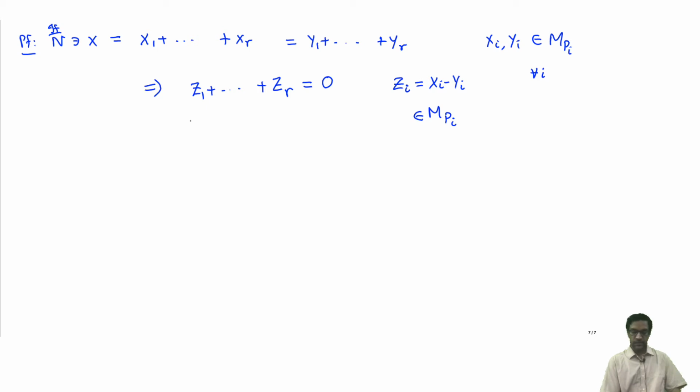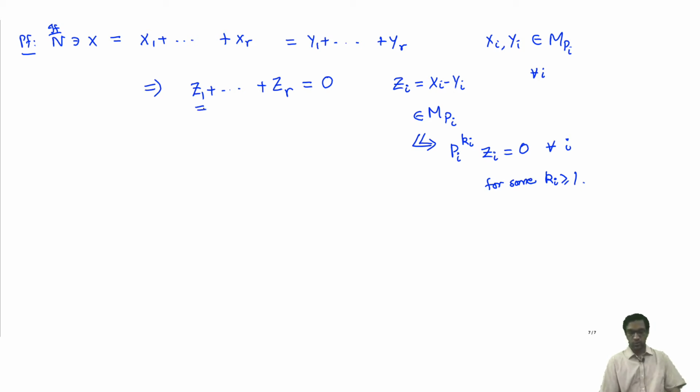So observe that the zi's all belong to the appropriate MPIs, which means that some power of pi, let me call that power ki, pi power ki kills zi, for some numbers ki greater than or equal to 1. Okay, so what does this mean? Let's start out. I want to prove that z1 is 0, for example.